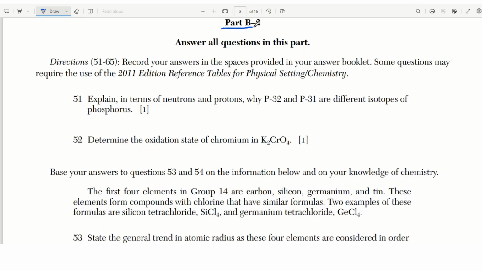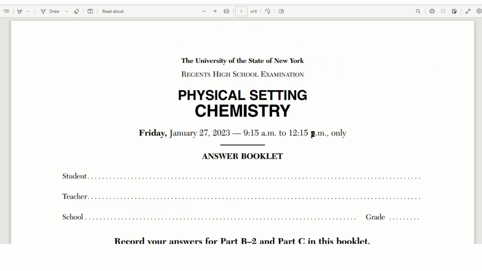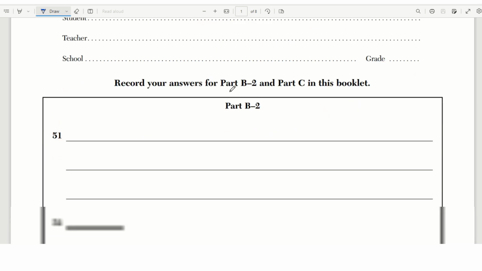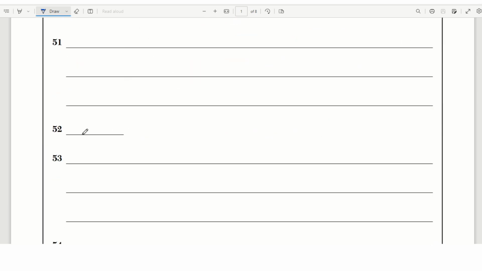All right, now we are on to B2, and B2 has the easier written questions. B2 and C use the answer booklet. So when you get to this part, you fill out the top, and then here we go. Here's the space. So you can tell this is just going to be a short answer. They expect a little more, but you do not need to use all the lines. All right, let's go back to the question.